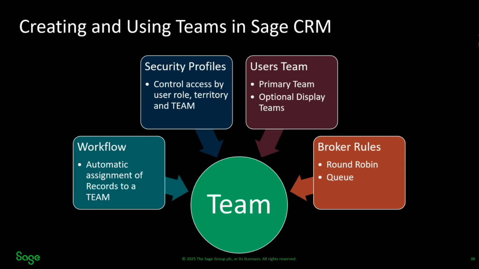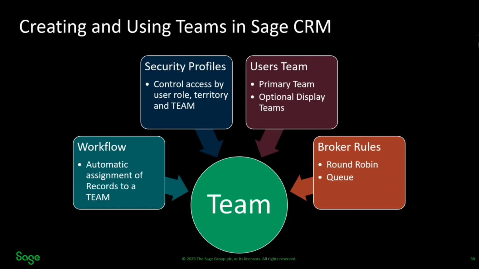When it comes to the idea of allocating work, broker rules control task assignments when work is assigned to a team. What I hope you've seen there, though, is that the teams are very simple to create, but they work with a lot of other features, whether it's workflow or whether it is security, to actually have a very powerful impact on the system and the whole of the user experience inside Sage CRM.